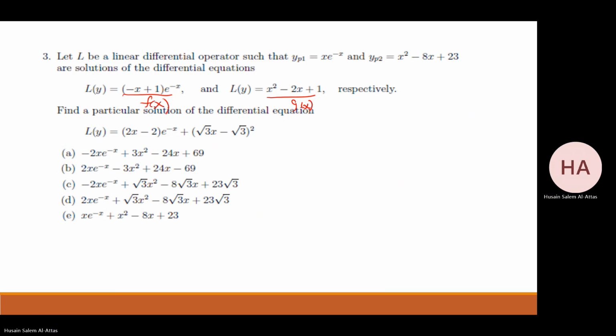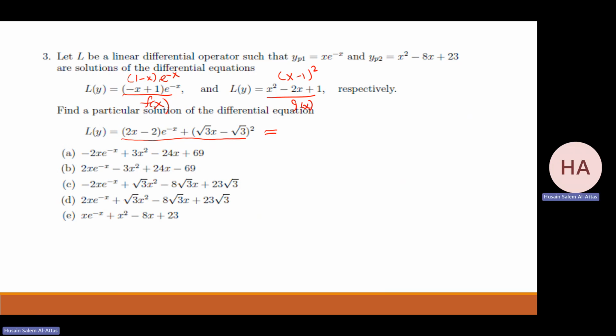Okay. Now, this is L already. I need to write this in terms of f of x and g of x. What is this? This is 2x minus 1 e to the minus x. Yeah, this one is what? This one is 1 minus x with a minus sign. No, it's 1 minus x, but no need for minus sign. e to the minus x. Okay, and this one is what? It is (x minus 1) whole square. Now that will make a difference.